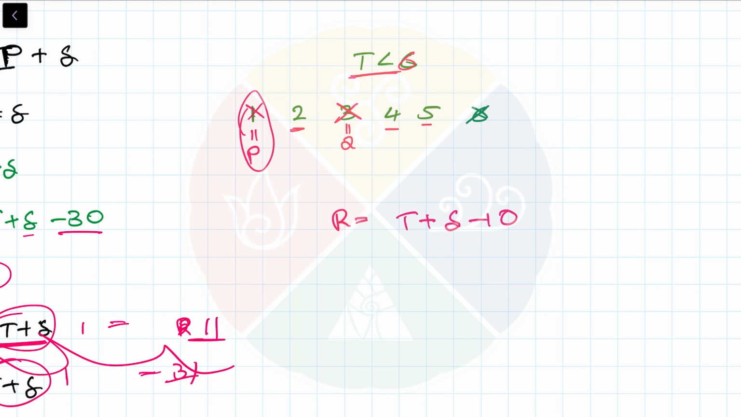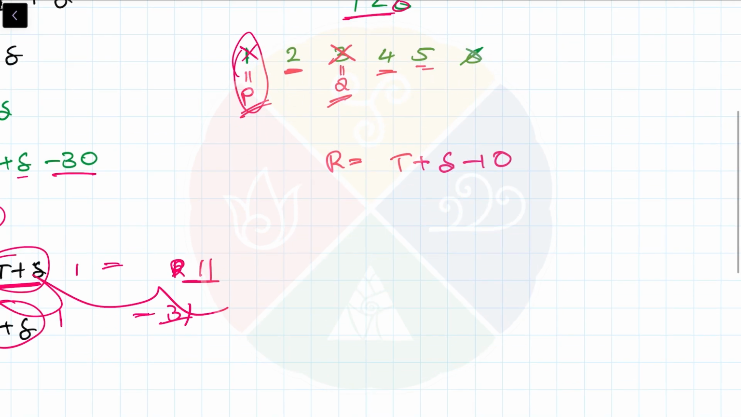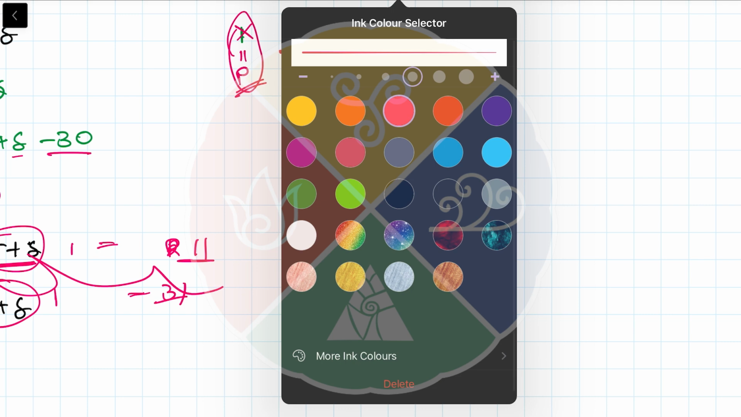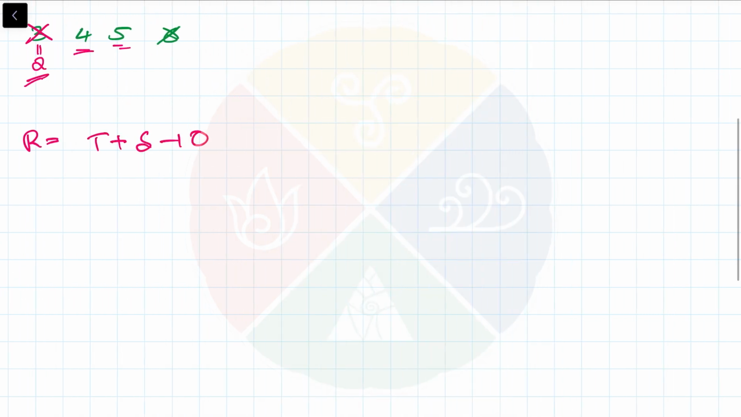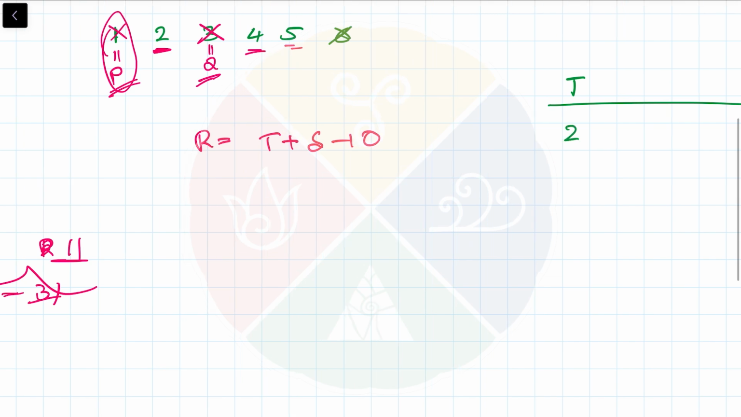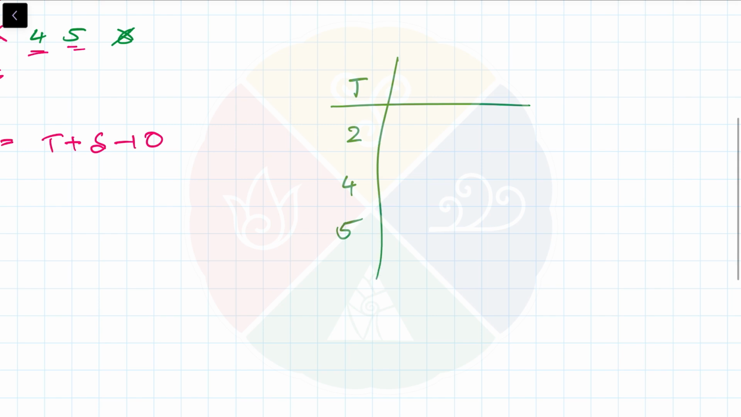Out of them, 2 values are given, one to P and one to Q. They have to be distinct. So values of T are 2, 4 and 5. Let's put all the values and see the values which R is going to get. So I'm going to say that T is going to be 2, 4 and 5. Okay, I want to find the value of R, which is equal to T plus S minus 10.